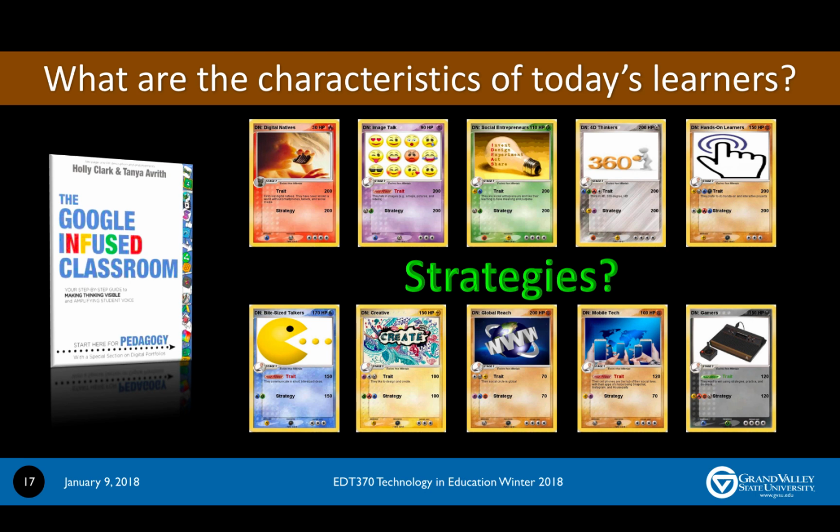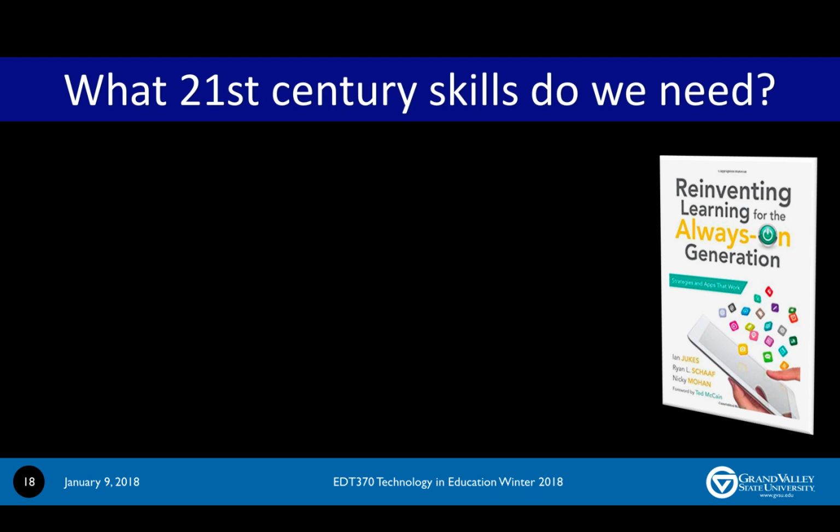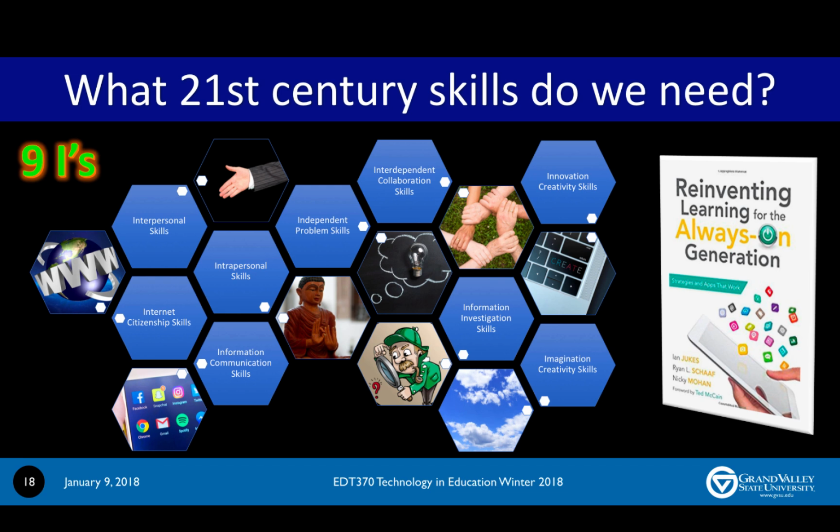So now that we know to a certain extent the types of learners that we have, the next question is, how's technology redefining the skills needed for the global marketplace of tomorrow? So in other words, what are the 21st century skills we need to develop in our students? And once again, there are many speculations on what those skills are. I'll mention a couple of them. One are the 9 I's mentioned in the book Reinventing Learning for the Always-On Generation by Ian Jukes and Ryan Schaff and Nikki Mohan.